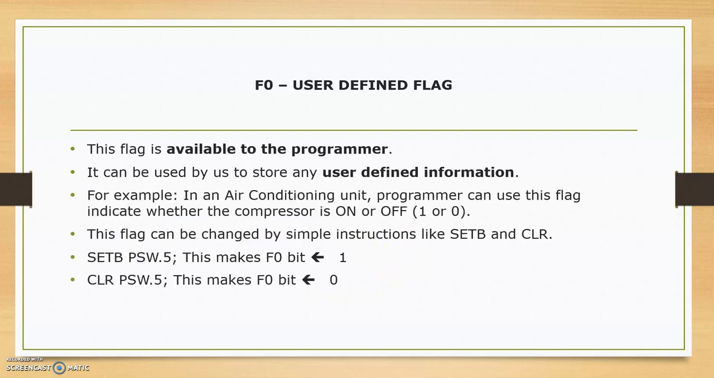The next bit is F0. F0 is a user defined flag. This flag is available to the programmer. The carry flag, auxiliary carry flag, parity flag, and overflow flag, these 4 flags will be set by the ALU after every ALU operation. The other flags, that is the F0 flag and the register select flags RS0 and RS1, will be set by the programmer.